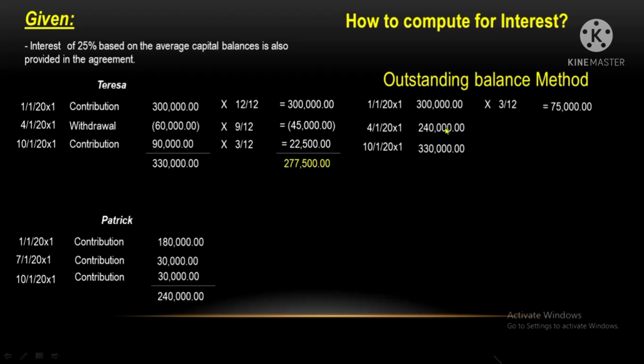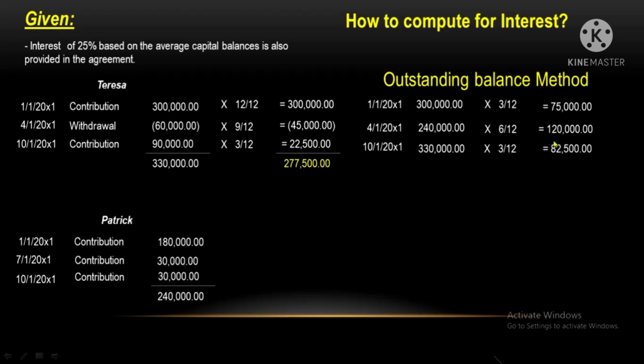The balance, 240,000, stayed for 6 months, and that's from 4/1/20x1 to 10/1/20x1. So we will multiply it with 6 over 12 to get the 120,000. And lastly, the 330,000 balance stayed for 3 months only, which is from 10/1 to December 31. So we will multiply it with 3 over 12 to get 82,500.